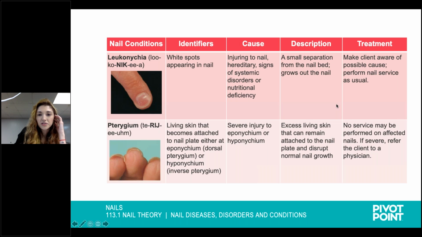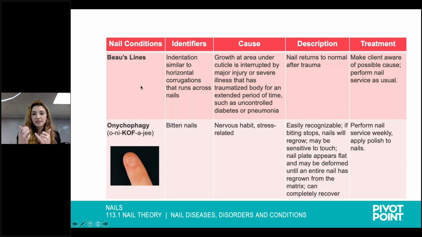Beau's lines, we don't have a picture here, but the identifier is an indentation similar to horizontal corrugations that runs across the nails. Earlier when we were noticing those vertical lines happening, typically that's due to age, or it could be hereditary, or it could be nutritional. It's pretty common to see that if someone has poor nutrition, you get lines in those nails.